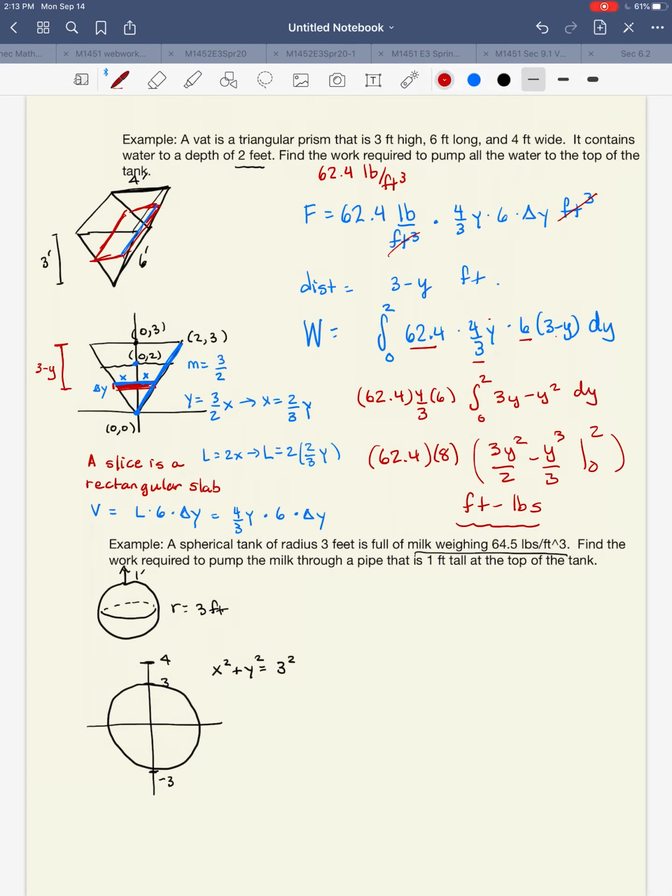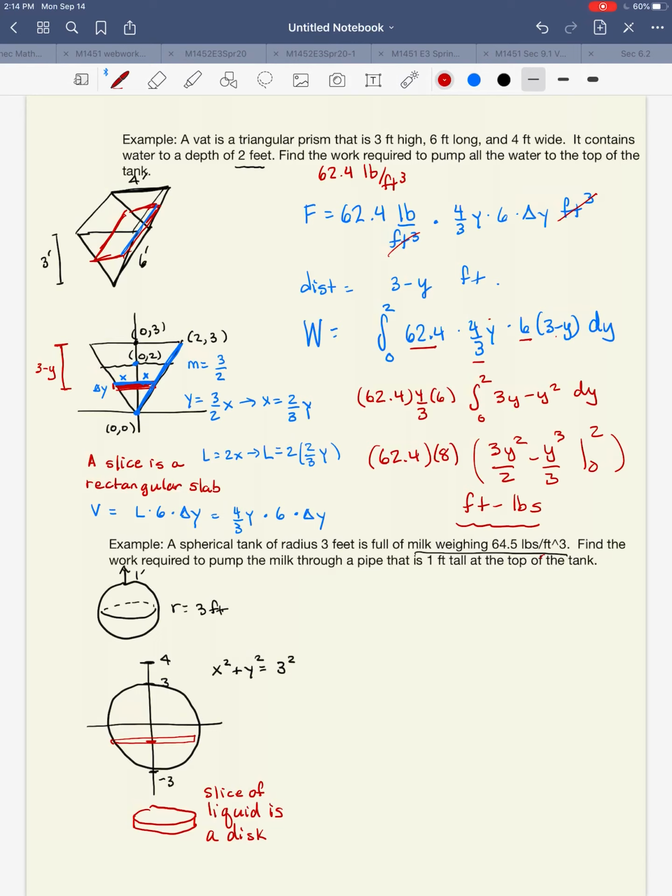Now you picture this as a sphere, and we're going to make a slice in there at some arbitrary y value. So a slice will look like this. But when I pull it out, it takes the shape of the container. So a slice is going to be a circular disc. We'll find the volume of that slice in cubic feet, multiply it by pounds per cubic feet, and we'll get force.